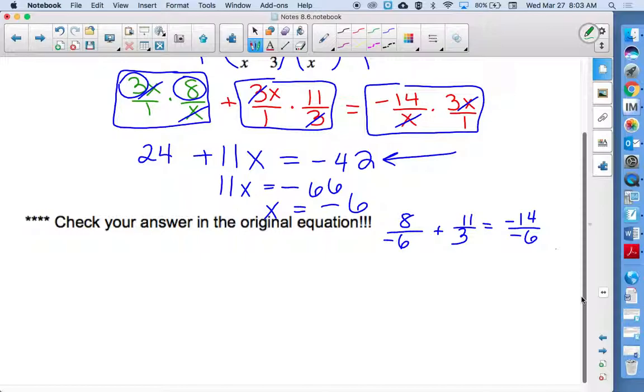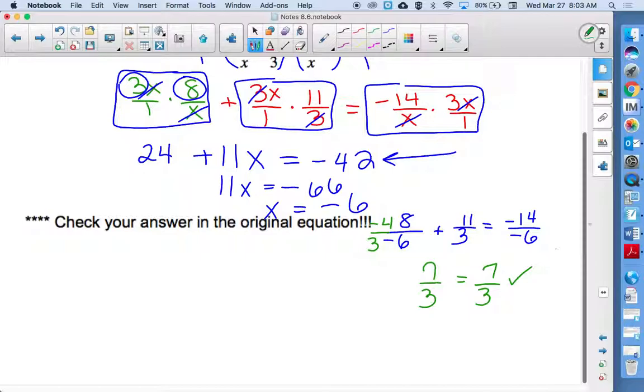But 8 over negative 6 is really negative 4 thirds. Negative 4 thirds plus 11 gives us 7. Negative 14 over negative 6 is also 7 thirds. But use your calculator if you're hesitant with the fractions. Questions?